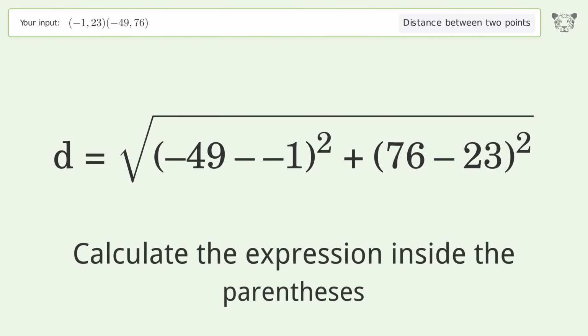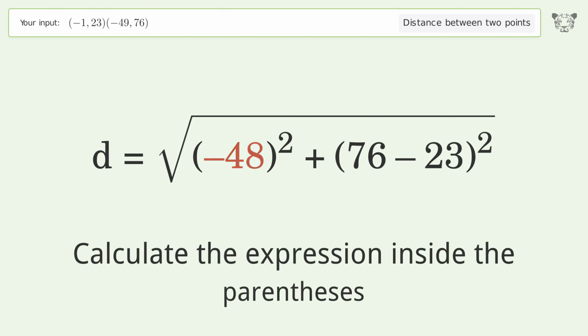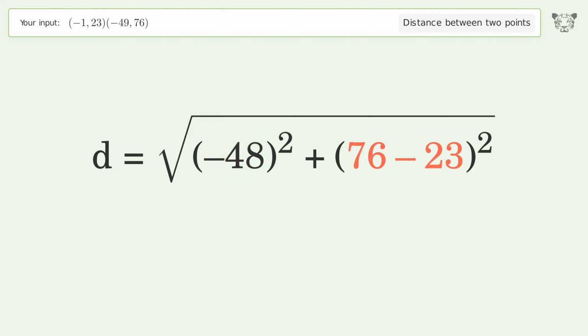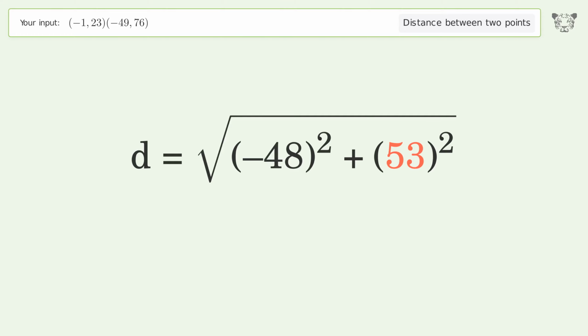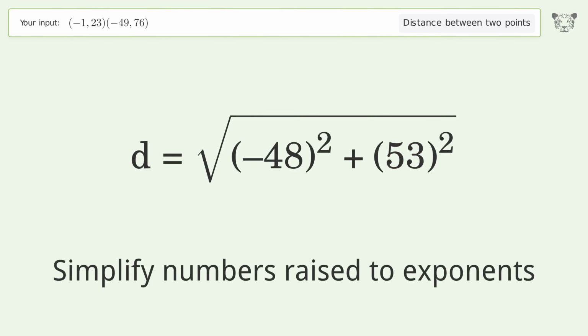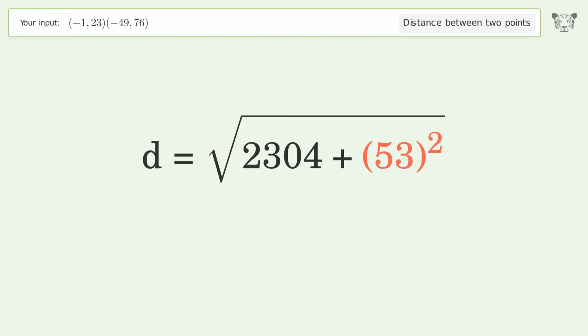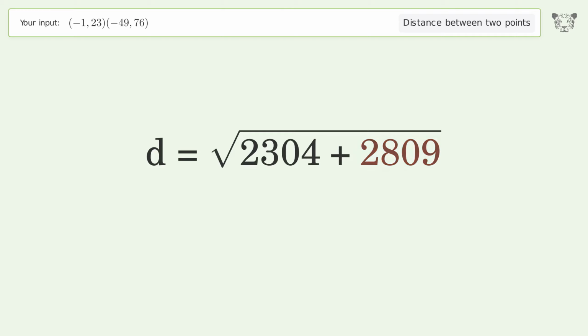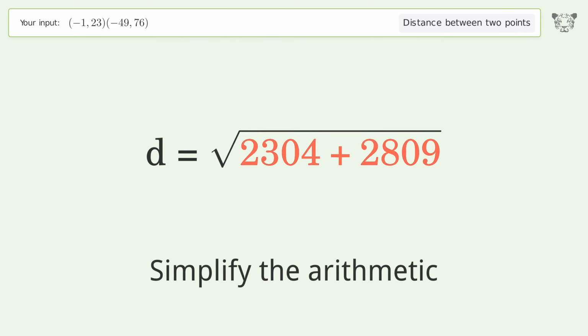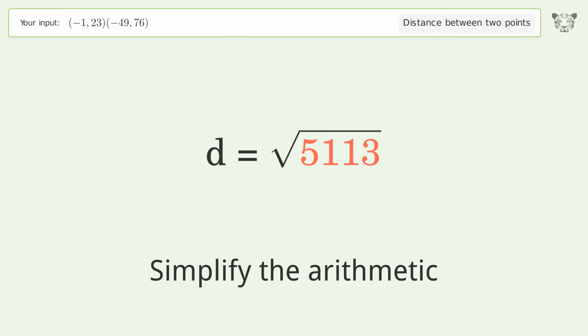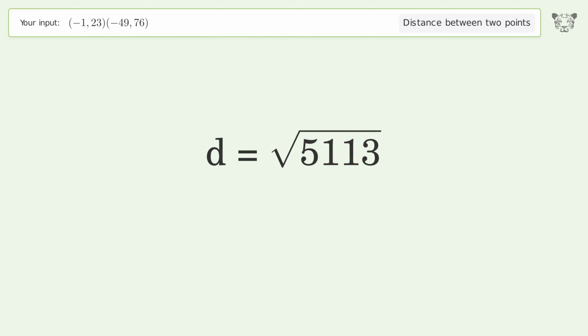Calculate the expression inside the parentheses. Simplify numbers raised to exponents. Simplify the arithmetic. And so the distance between the 2 points is the square root of 5,113, or 71.505.